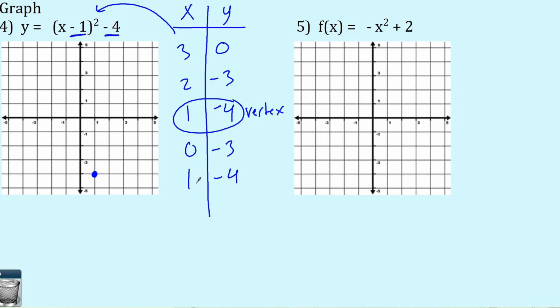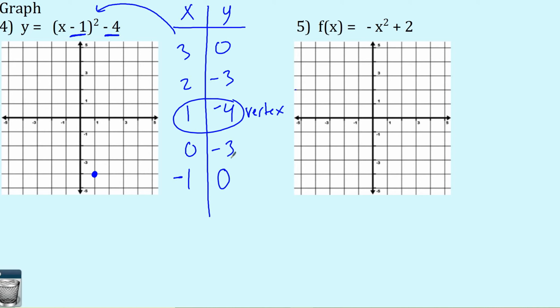Did I? Oh, I did this one wrong. Silly me, I hope you caught it. When you plug in 3, 3 minus 1 is 2, 2 squared is 4, 4 minus 4 is 0. Wait, what? I'm being a goofball. I'm not supposed to plug in, I'm plugging in -1 down here. I'm being silly. So there we go.